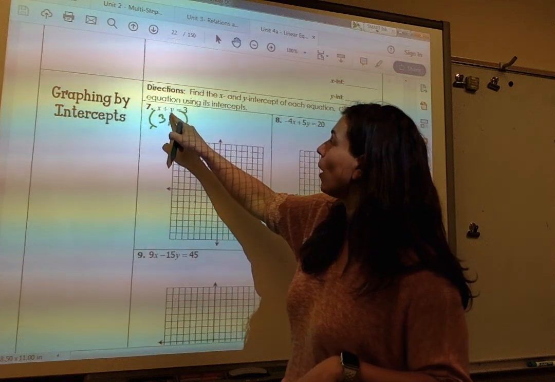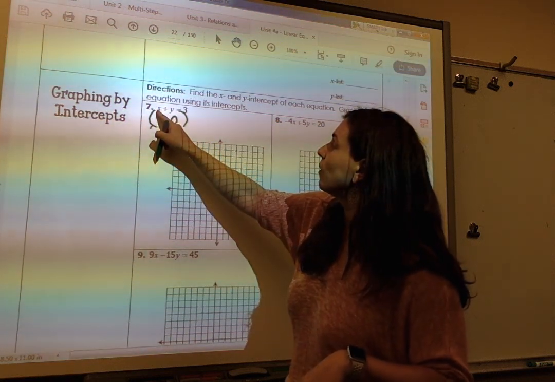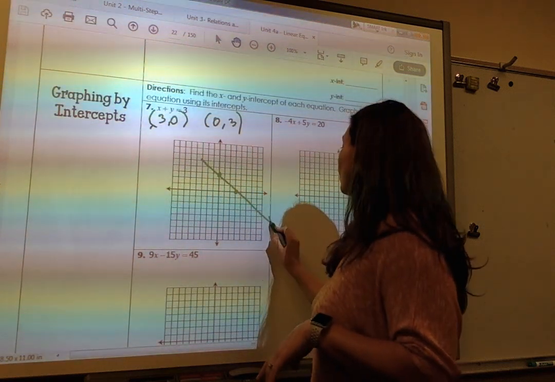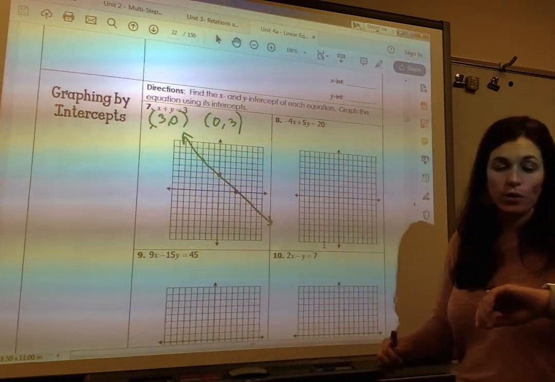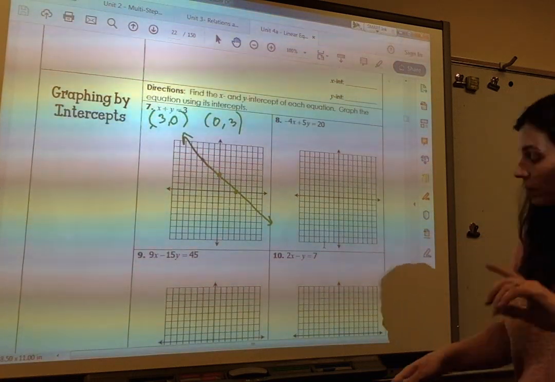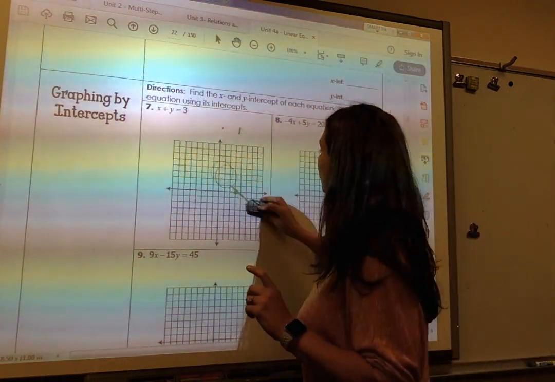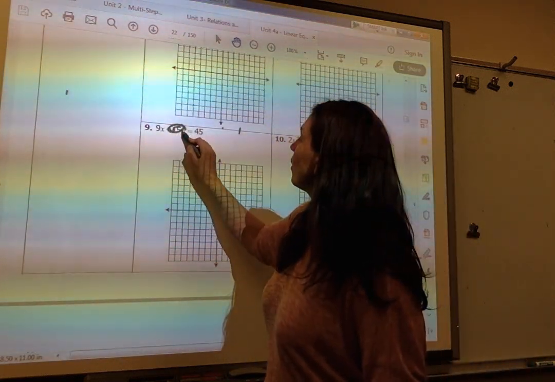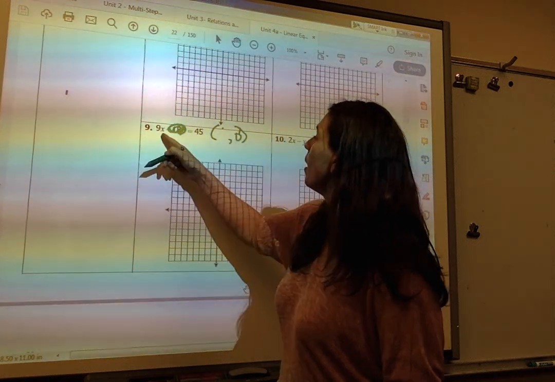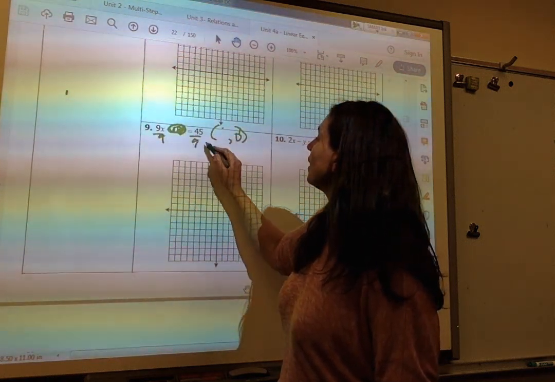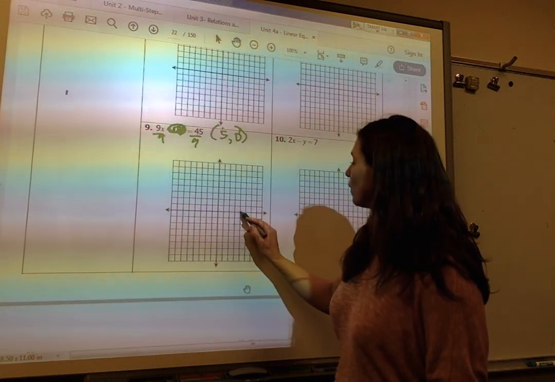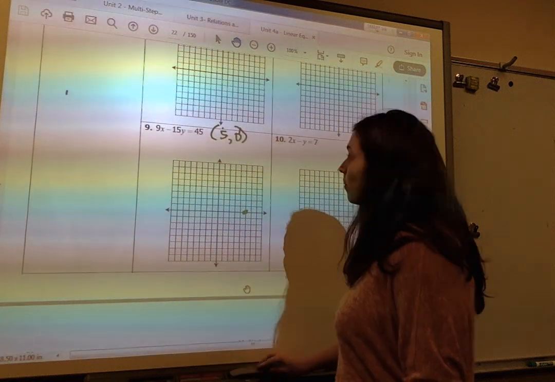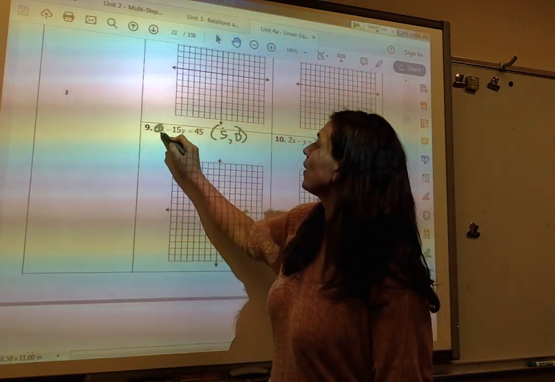And my y-intercept, when x is 0, y is 3. And now I can graph those using a straight edge and going all the way through to have arrows on both ends, right? Let's look at number 9. To find my x-intercept, y is 0. So when y is 0, my x value divided by 9 is going to be 5. So 1, 2, 3, 4, 5, 0. That's my x-intercept. And then to find my y-intercept, my x value is 0.